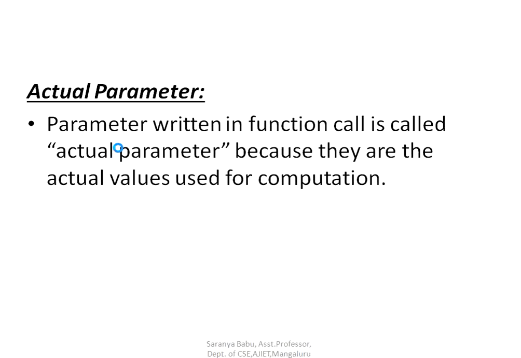You understood what is a formal parameter? The parameter which comes in the function declaration and definition. The actual parameter is the one which is used in the function call, where it is having the actual value that has to be used in the program for computation purposes. Clear? So this is the introduction part of the function. You can refer to your notes from page number 1 to 6.